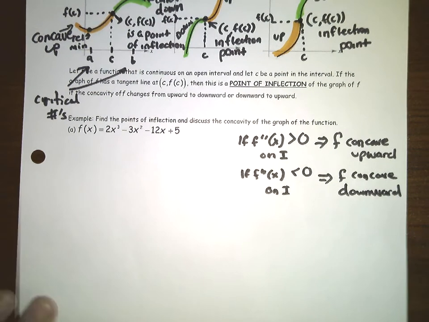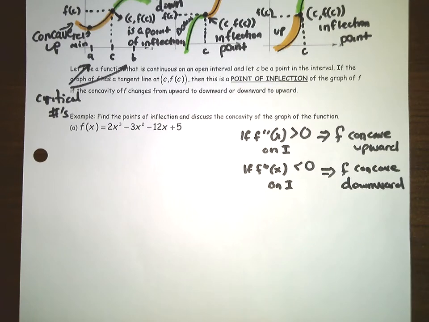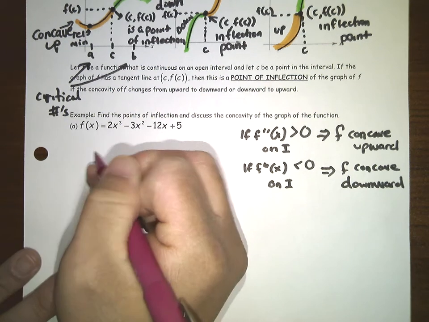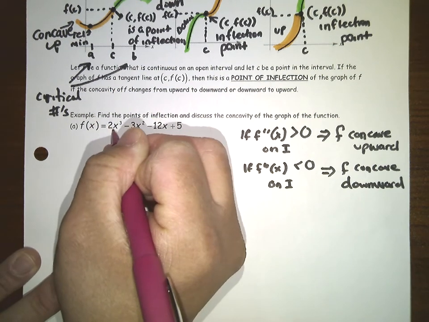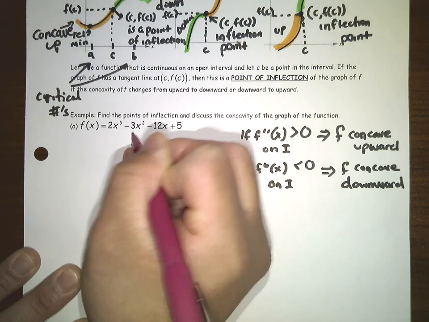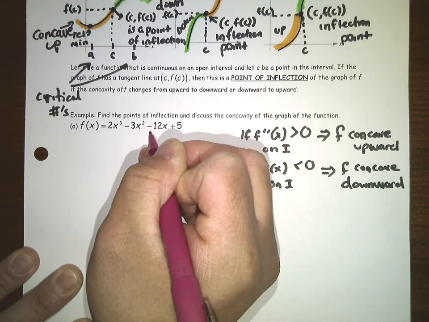So what I'm going to do now is go ahead and find the second derivative for f of x here. So f of x is 2x cubed minus 3x squared minus 12x plus 5.